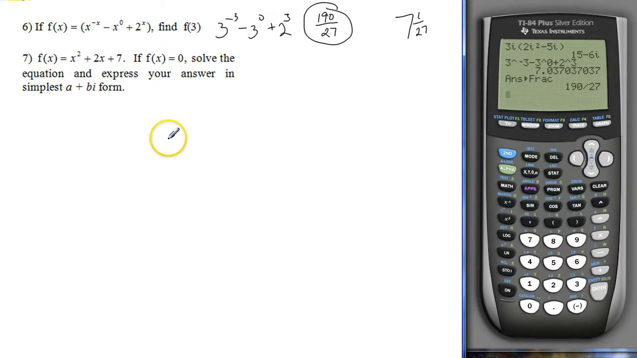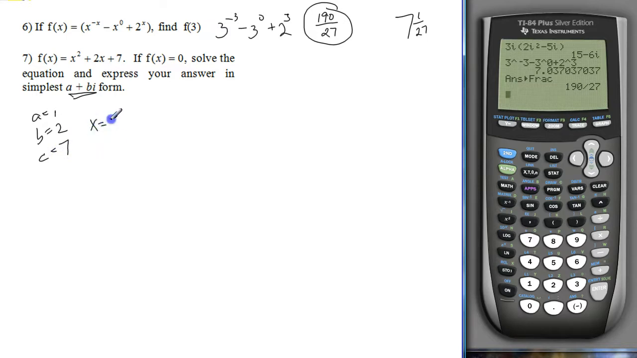What is that? It's a plus bi form. That means either I can do it by completing the square, or I could do it by quadratic formula. So if you actually got it right, try the other way. The quadratic formula is actually harder for this problem. So in the quadratic formula, a is 1, b is 2, c is 7.